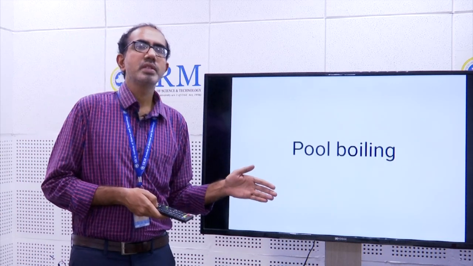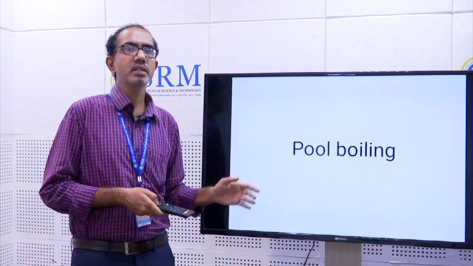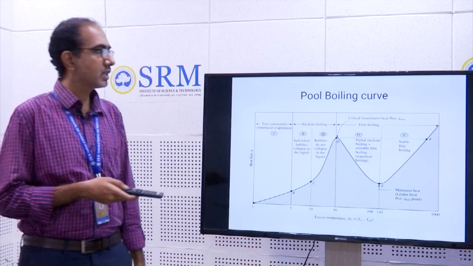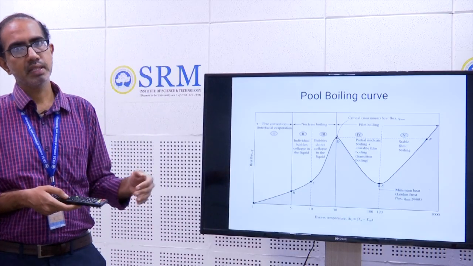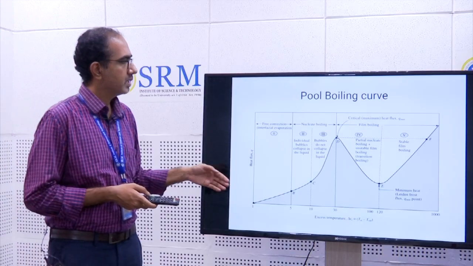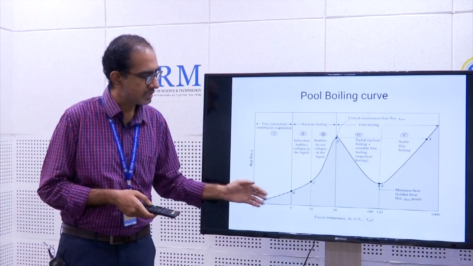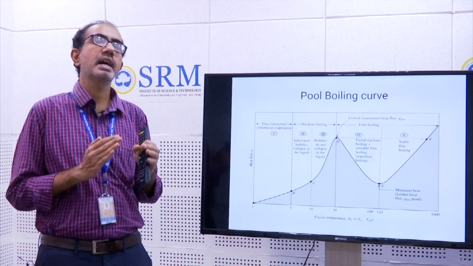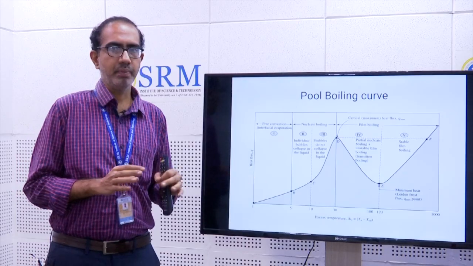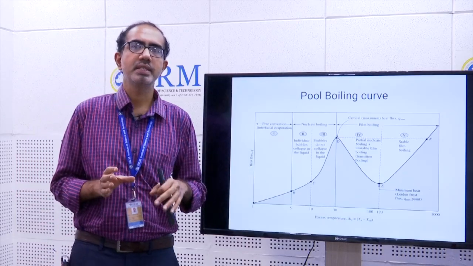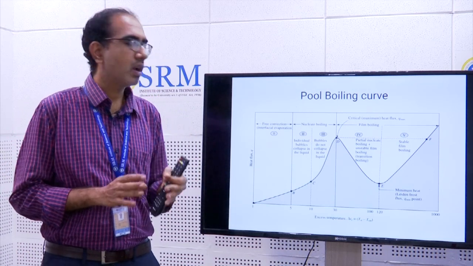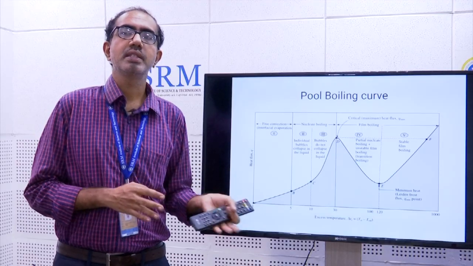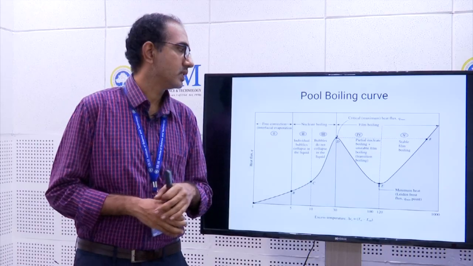Now we are going to see more detail about pool boiling. Let us see what regions are available in pool boiling. This curve represents different segments in pool boiling. We have a curve between the heat flux and excess temperature. Here we have different stages. These different stages are categorized based upon the excess temperature. As I told earlier, excess temperature is nothing but the temperature difference between the wall temperature and saturation temperature.